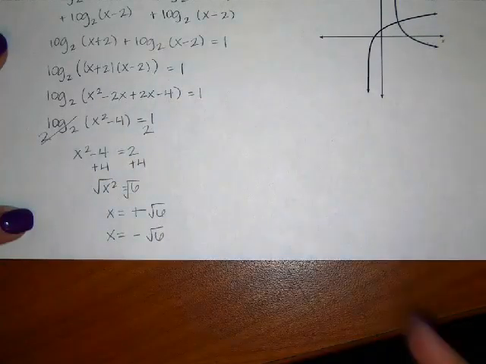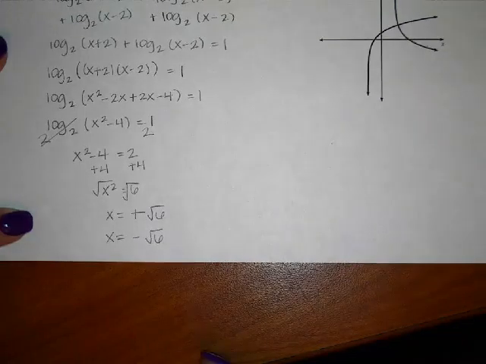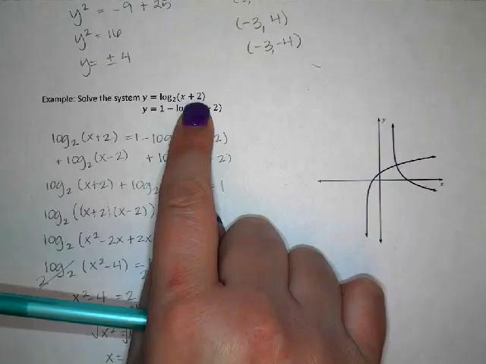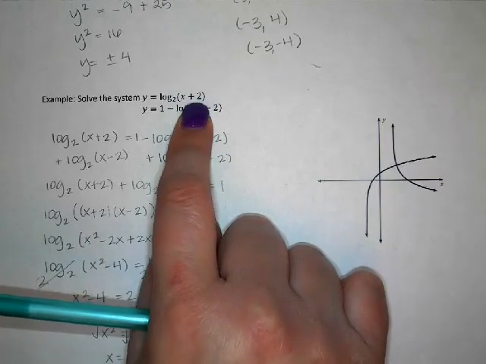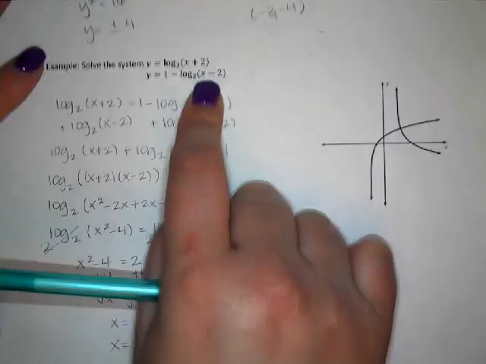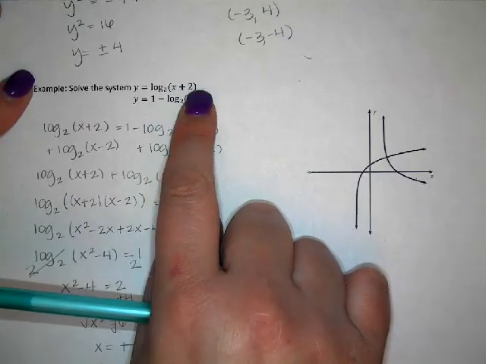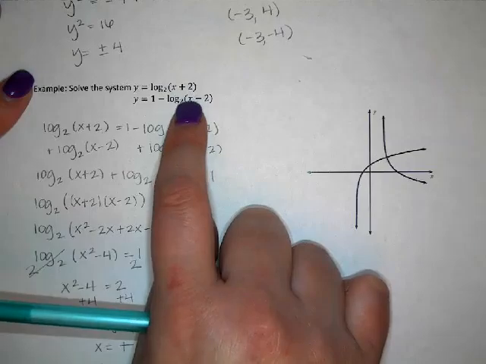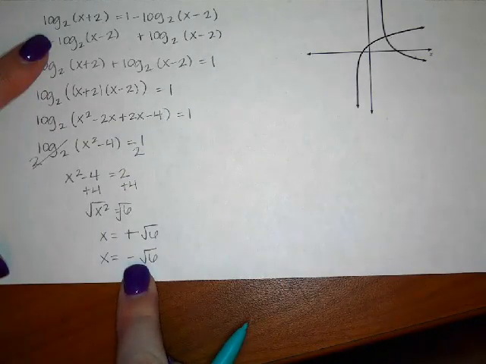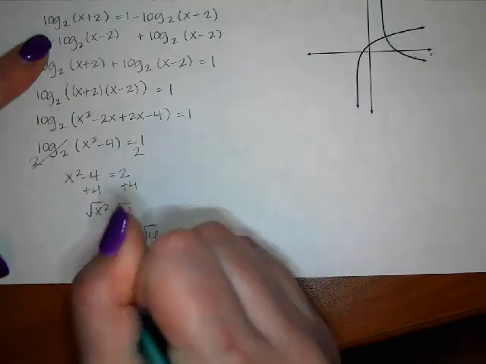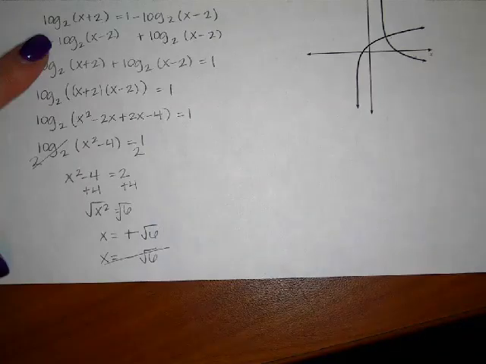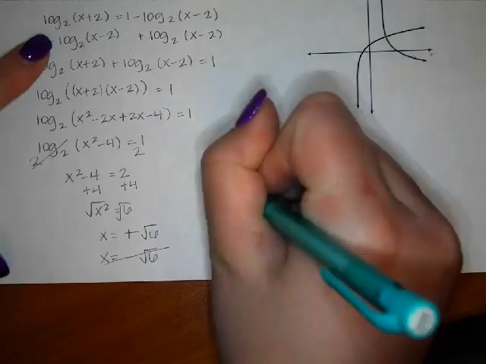But then if I look back at the original problems, positive square root 6 plus 2 is clearly a positive value. Positive square root 6 minus 2 should also be positive, but negative square root 6 is a problem. You can't plug in negative square root 6, especially here, negative square root 6 minus 2. So the reason we don't have 2 points of intersection is because this one right here is an extraneous solution. So positive square root 6 is going to be the x coordinate.